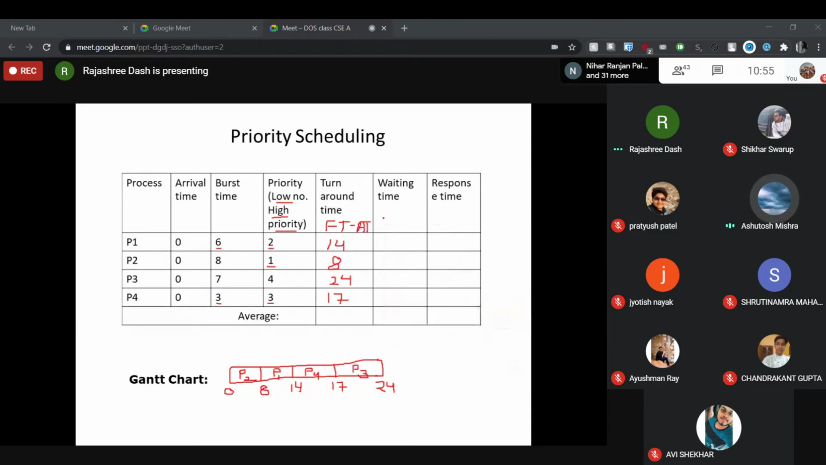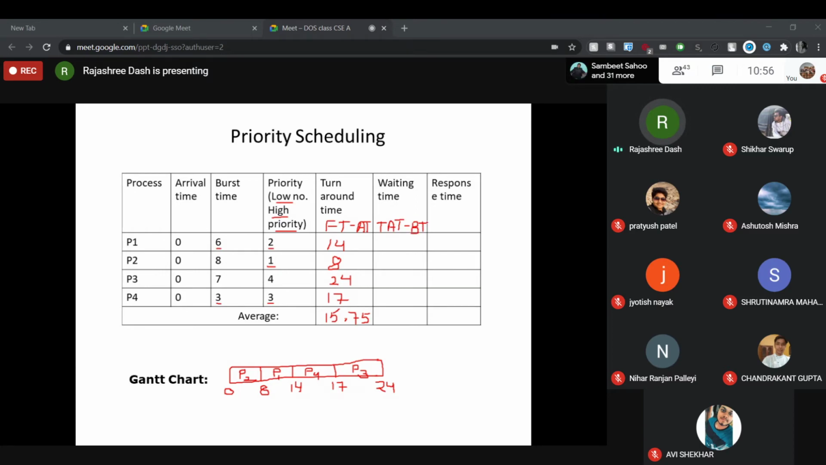63 by 4, that is 15.75. Now let's find out the waiting time. Waiting time is the turnaround time minus the burst time, or the CPU burst time.